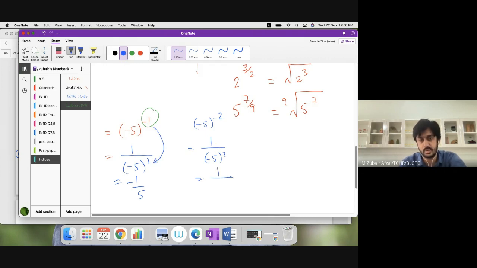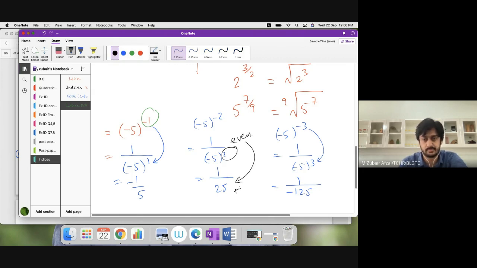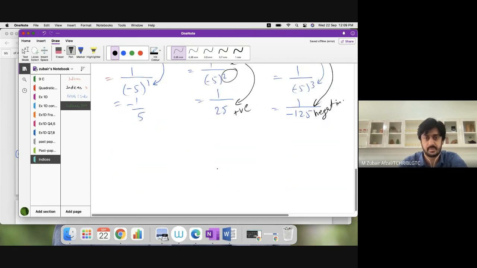Now what will you do? If it is a square you will write 25. If this were a cube, -5 raised to -3, it becomes 1 over -5 raised to power 3. First, the sign changes, negative to positive. Second thing, now it will be -125. Whenever the power is even, the answer is positive. Whenever the power is odd, the answer is negative.